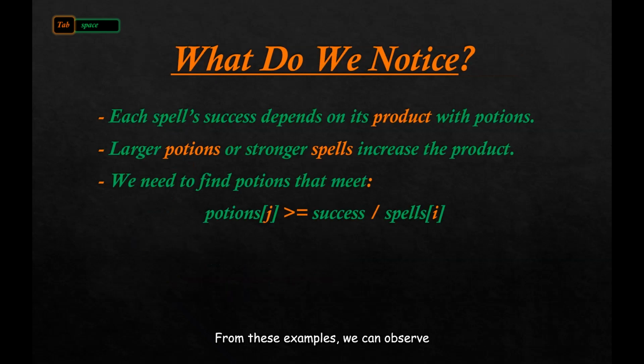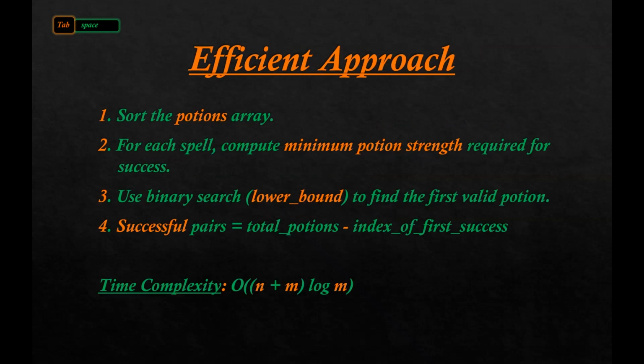From these examples, we can observe something interesting. The stronger the spell or the more powerful the potion, the higher the product. To succeed, a potion must have strength greater than or equal to success divided by the spell's power. That means for each spell, we just need to find how many potions meet that requirement.